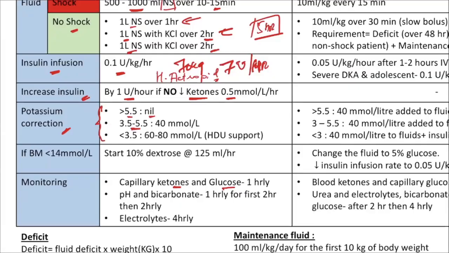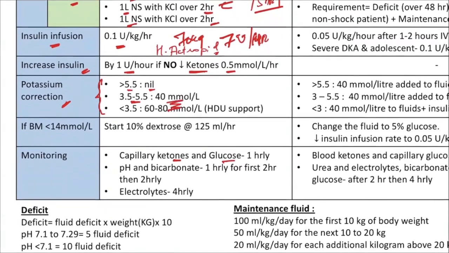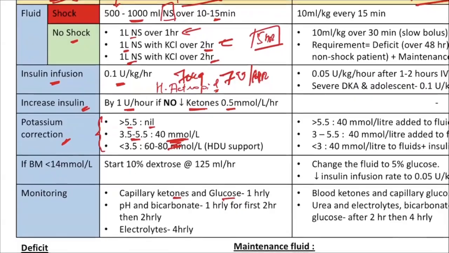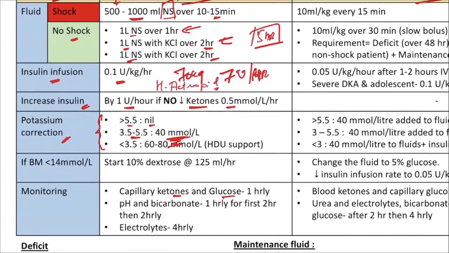If it is in the normal range, that is between 3.5 to 5.5, then you add 40 millimoles per liter to the fluid you have been giving. For this fluid itself, you just add 40 millimoles per liter. For example, if you started 1 liter of normal saline over an hour, you just add 40 millimoles per liter in that fluid. If it is less than 3.5, then you will be adding around 60 to 80 millimoles per liter to the same fluid you have started. You're not starting any separate infusion.